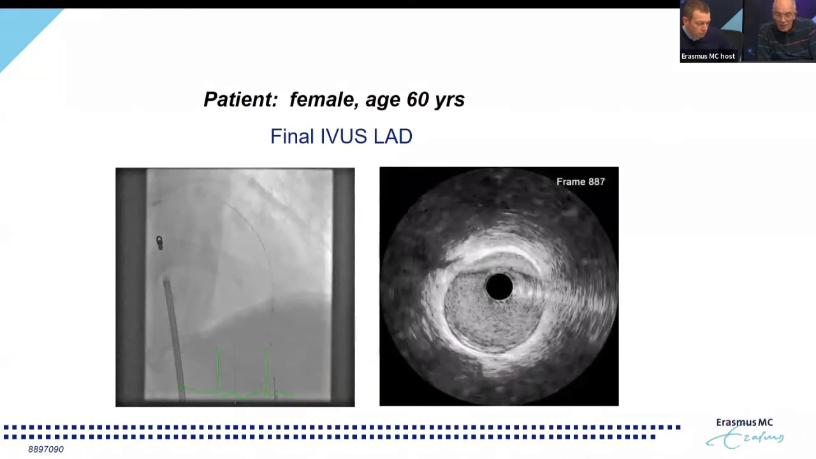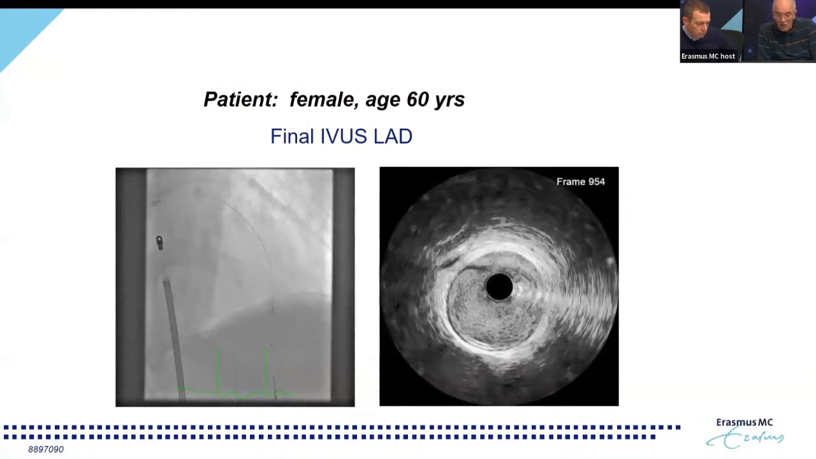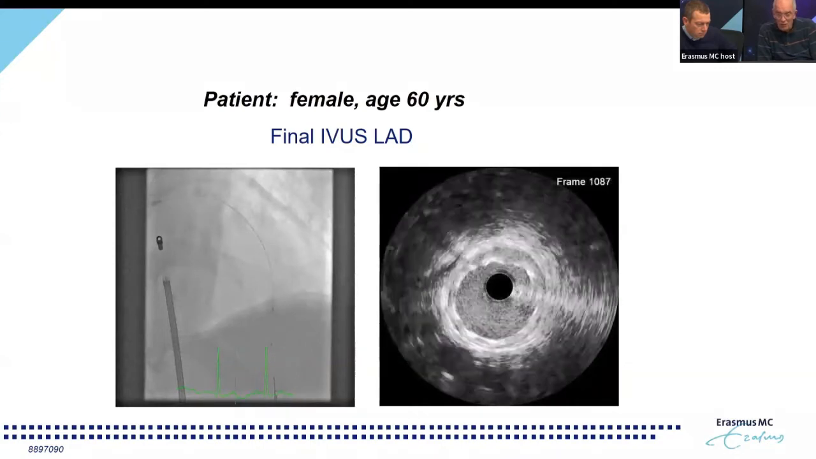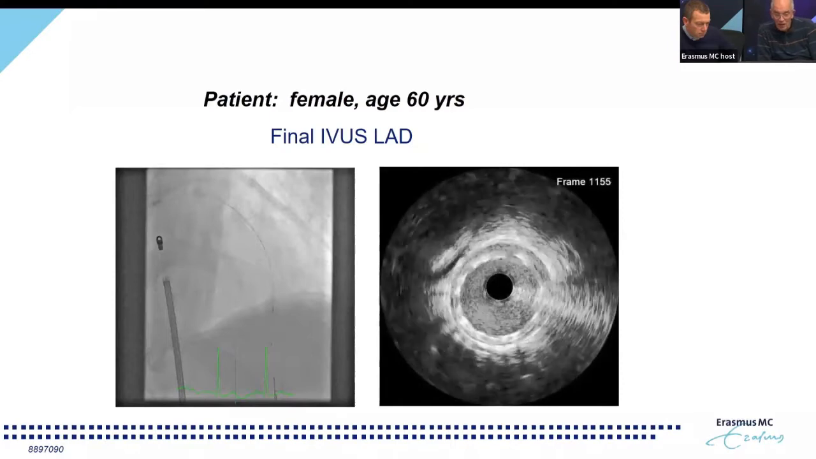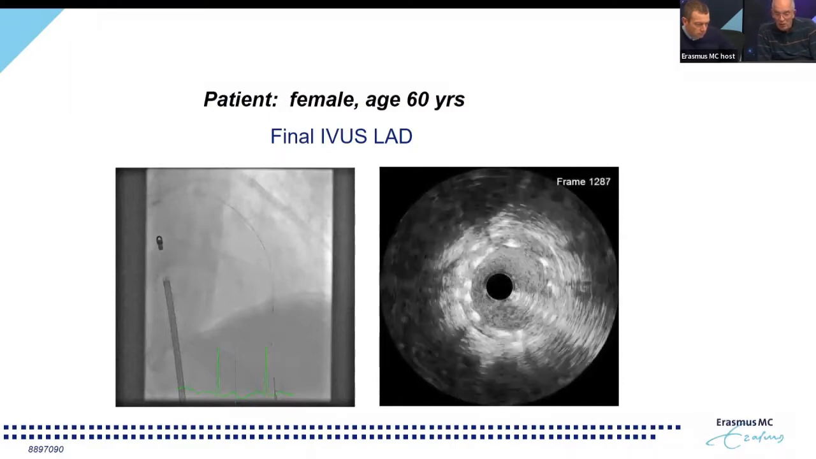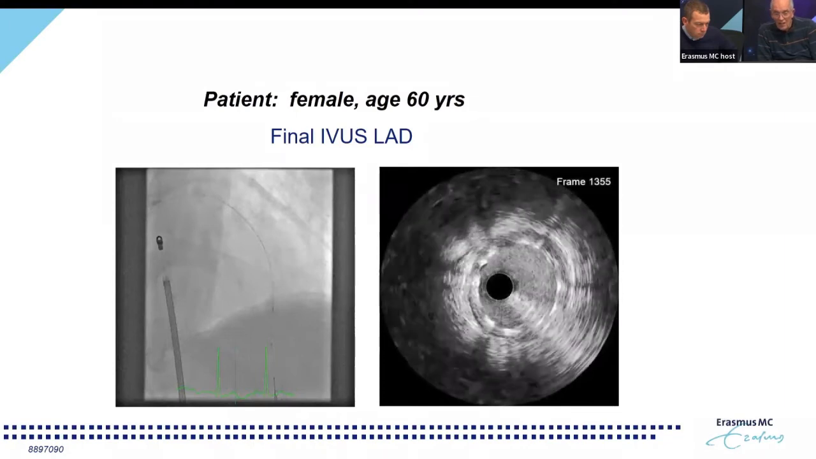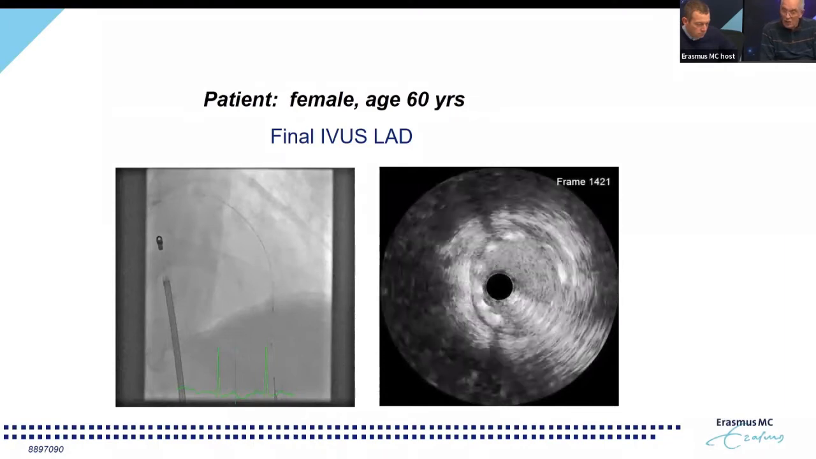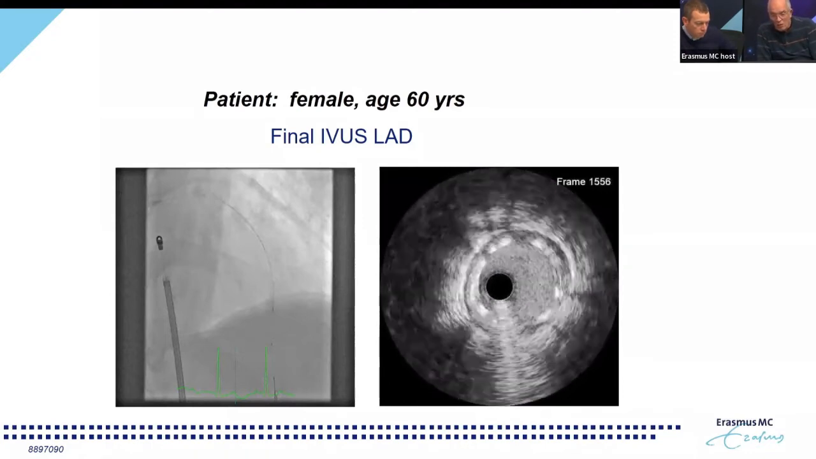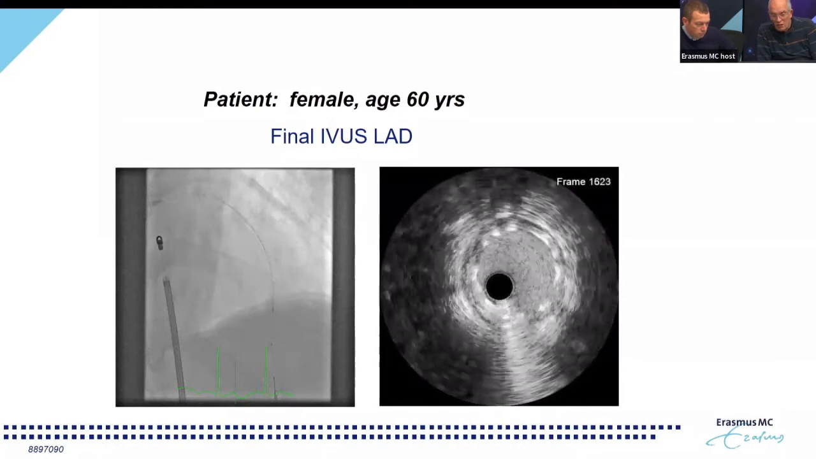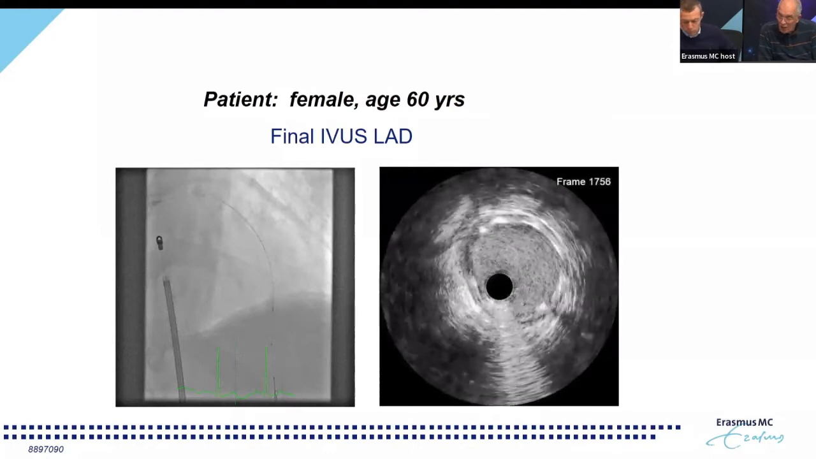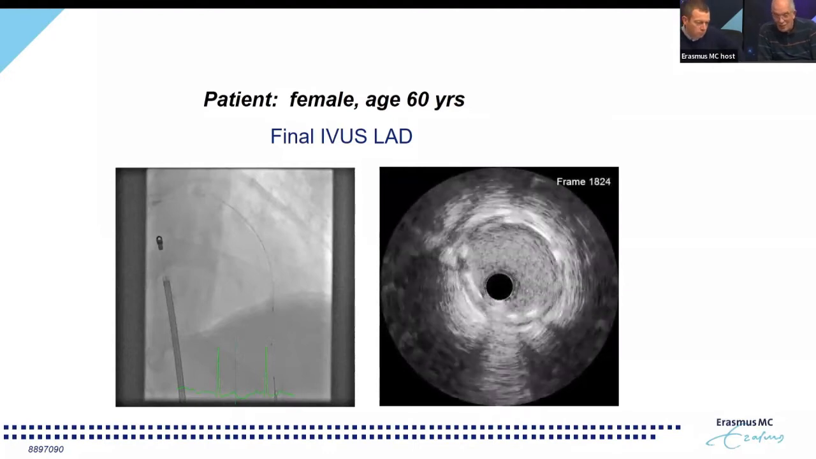You appreciate the difference between the flow, even in this bad quality picture, and the non-moving vessel. And here we see the stent. We see a nice deployment. Now you see that the adventitia and the media are close to each other. This is also important because sometimes it can be very difficult, and you have the impression that you have a malapposed stent while it is apposed against this thin media.